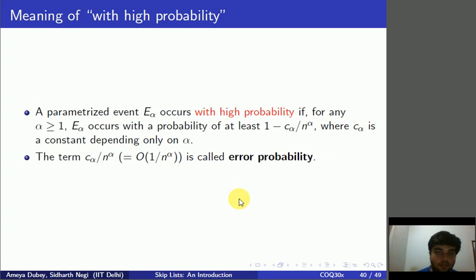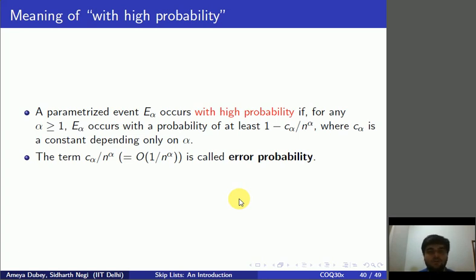So again, we'll define what is the meaning of with high probability. I'm going to read from the slides here. A parameterized event E alpha occurs with high probability if for any alpha greater than or equal to 1, E alpha occurs with a probability of at least 1 minus C alpha upon n to the alpha, where C alpha is a constant depending only on alpha.